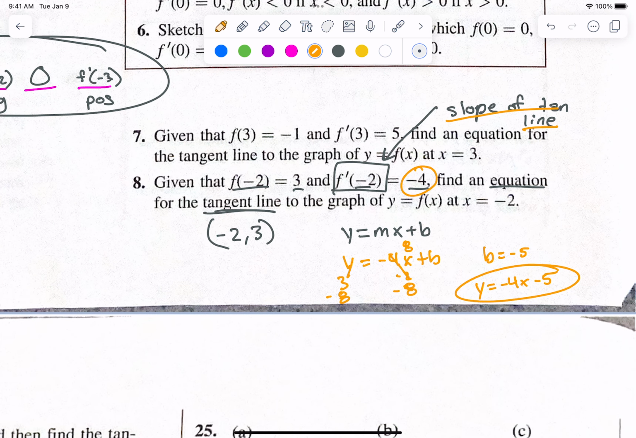Does that make sense, though? Yeah, I had to think about it for a second, too. I'm like, what are they even asking? That just means the slope of your tangent line. That's it. That's what a derivative means. Okay, that was 8.